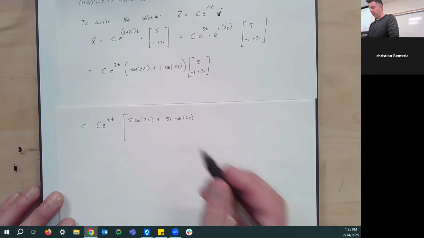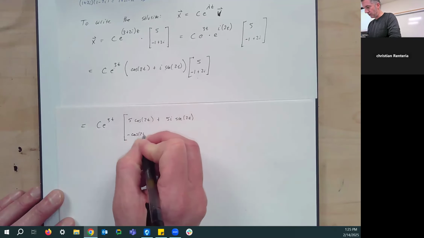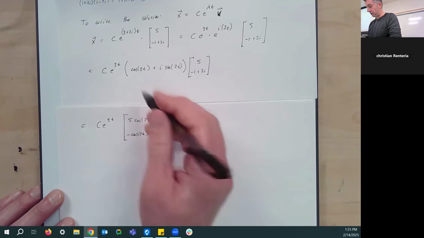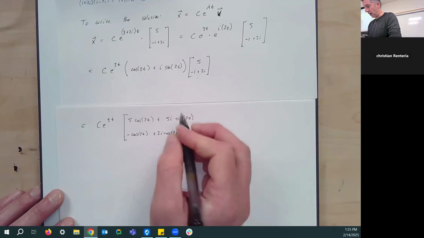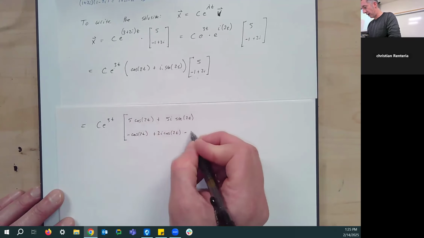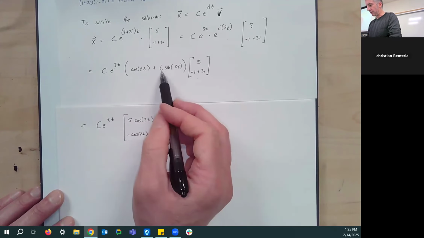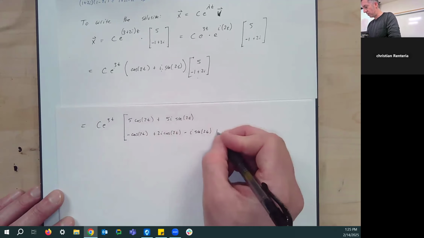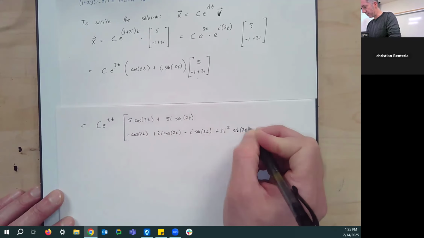Let's see what I've got. So I've got cosine 2t times negative 1, so negative cosine of 2t. And then 2i times cosine of 2t. And then i sine of 2t times negative 1, so negative i sine of 2t. And lastly, i sine of 2t times 2i, so 2i squared sine of 2t.